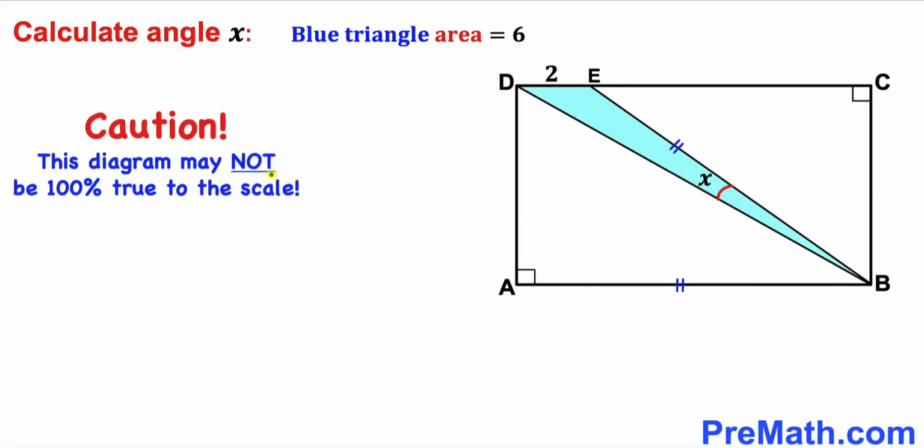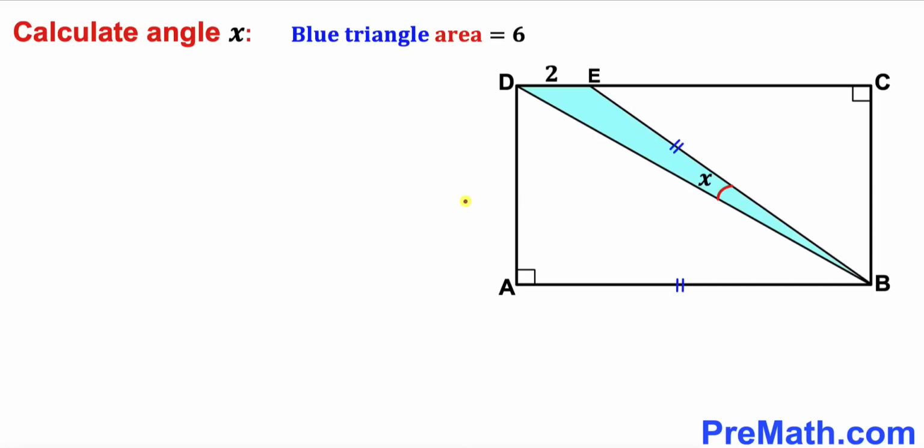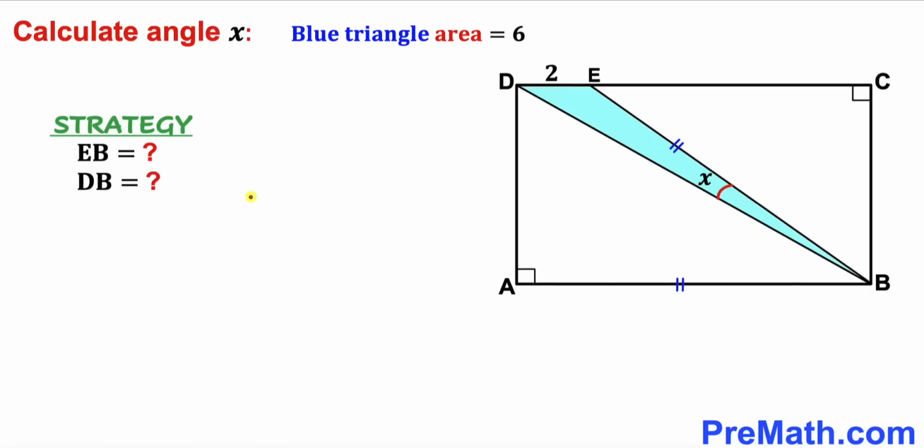Let me make it very clear that this figure may not be 100% true to scale. Let's go ahead and get started with the solution. And here's our action plan. We are going to calculate this side length EB and this side length DB of this blue shaded triangle in order to calculate this angle X.